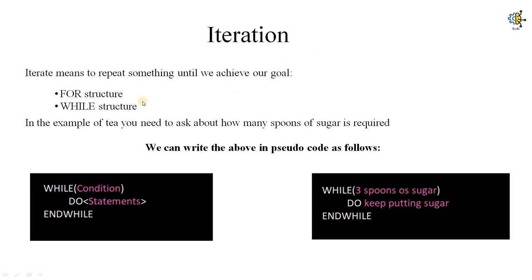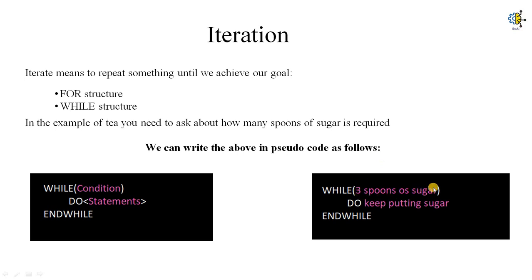Next, we have iteration. Iterate means to repeat something until we achieve our goal. We have 2 types of iterations in pseudocode. First is for loop, second is while loop. In the example of tea, you need to ask how many spoons of sugar are required. So how will you write it in pseudocode?